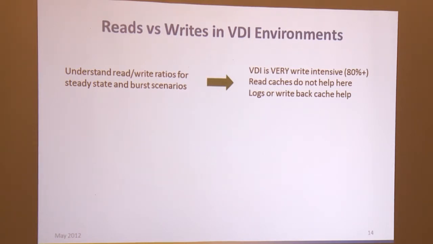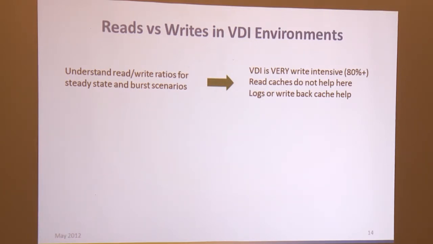So let me give you a couple examples of the ratios. Boot storms, which are read intensive. Often the planning number you see is 90% reads, 10% writes during a boot storm. During steady state, that number generally flips. And it's not uncommon at all to see 90% writes and 10% reads in steady state.